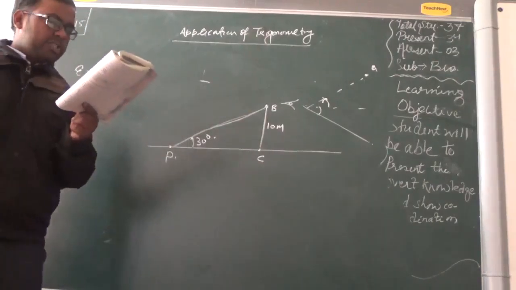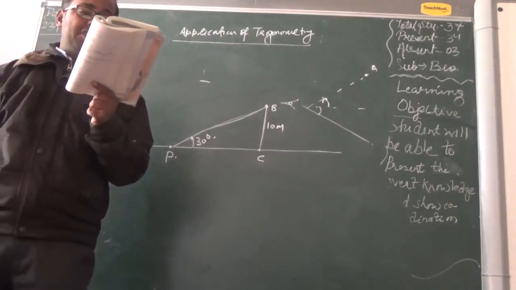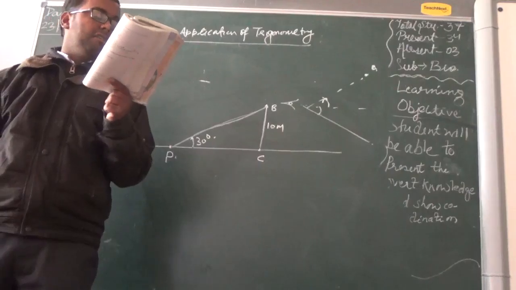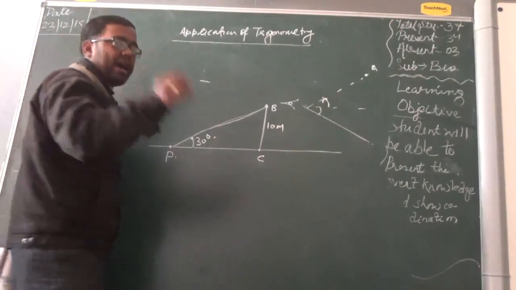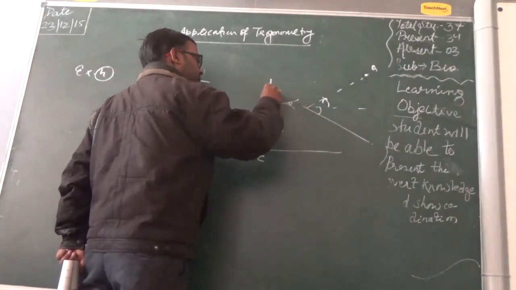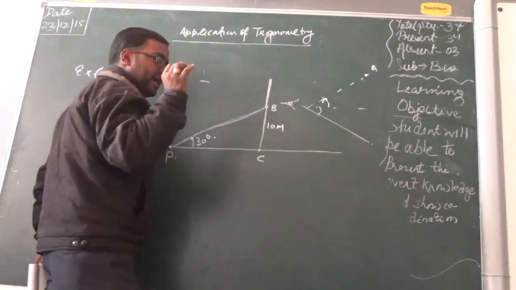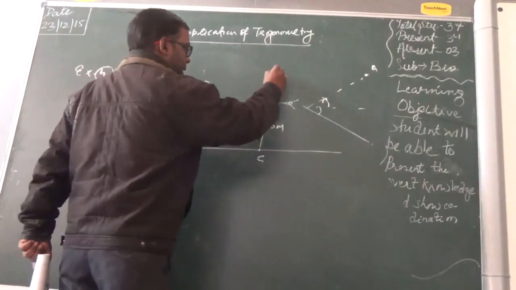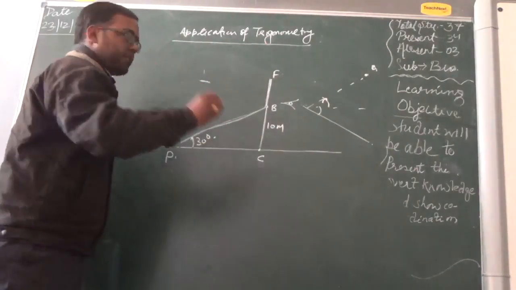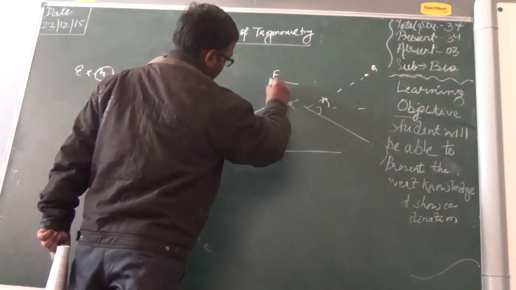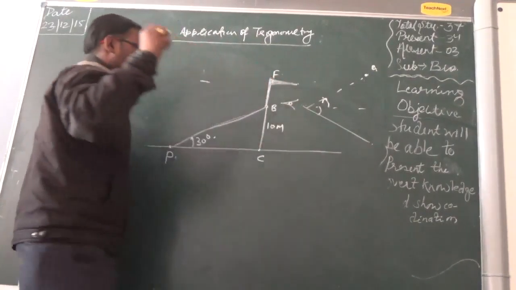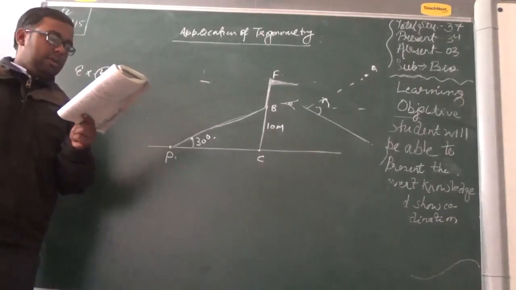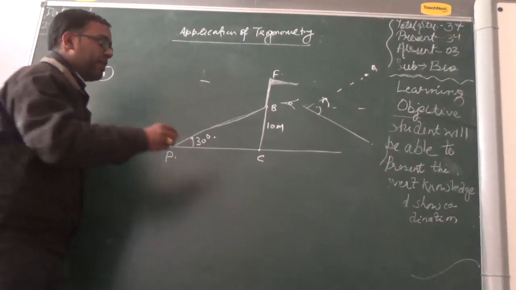Next. A flag is hoisted at the top of the building and the angle of elevation of the top of the flag staff from point P is 45 degrees. A flag is hoisted here. I don't know the height of this flag. Take the flag's point as F. Now the flag is like this. Maybe something is written there, Jai Mata Di or whatever.